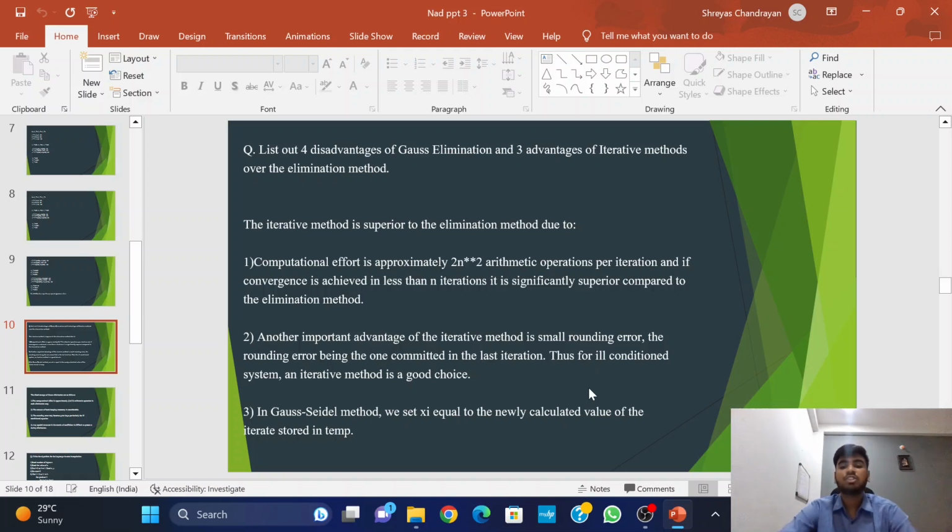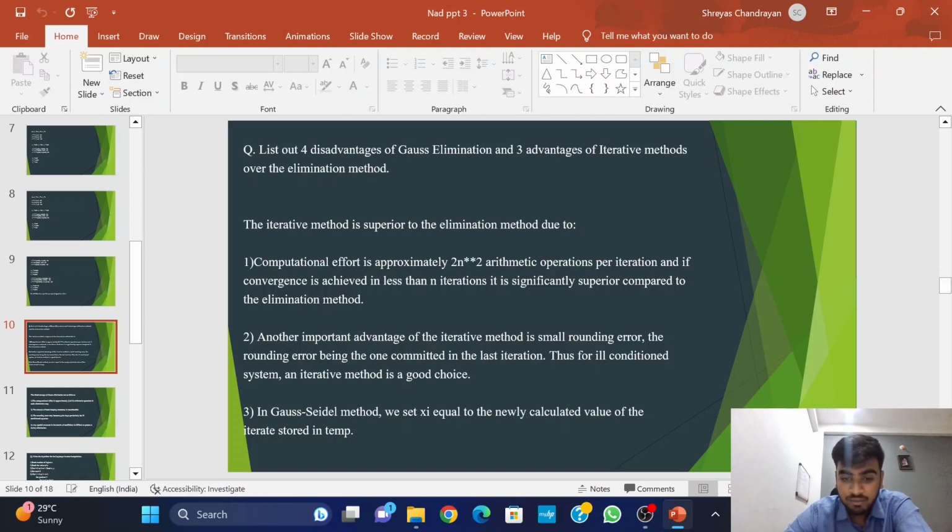So the iterative method is superior to the elimination method due to computational error is approximated to arithmetic operation per iteration, and if the convergence is achieved in less than an iterative, it is significantly superior compared to the elimination method. Another important advantage of the iterative method is small rounding error, the rounding error being the one committed in the last iteration. Thus, for ill-conditioned systems, an iterative method is a good choice.